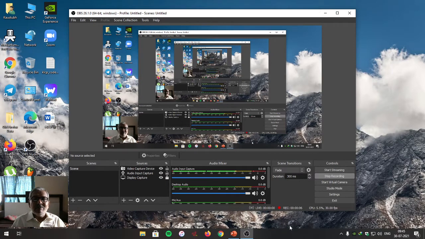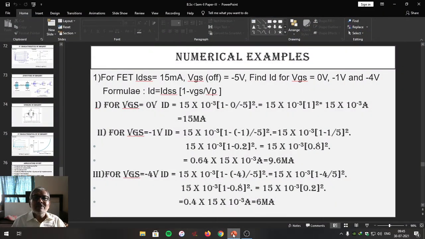Student friends, in yesterday's lecture we almost completed the fourth topic of your syllabus, and that is field effect transistor, in which topic we studied the meaning of FET, classification of FET, difference between FET and BJT. Then we have studied construction, working, and IV characteristics of N-channel junction FET.